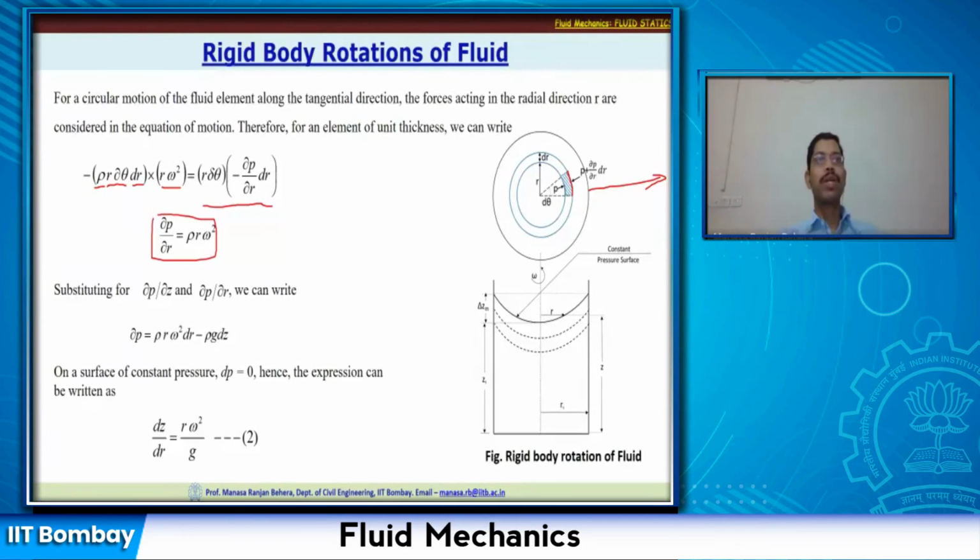From this expression, on a surface of constant pressure, dP is going to be 0. If we take the free surface, what is the pressure? It is atmospheric at all the points, so it is a constant pressure line. Alright. Now on this surface, dP is going to be 0, and hence we can write that dz by dr is equal to R omega square by g.